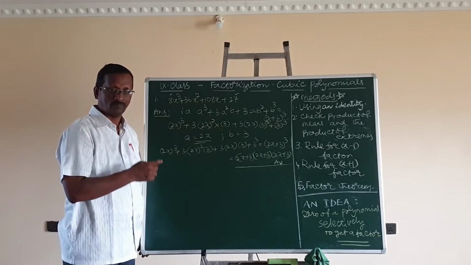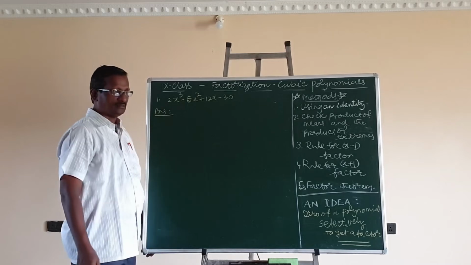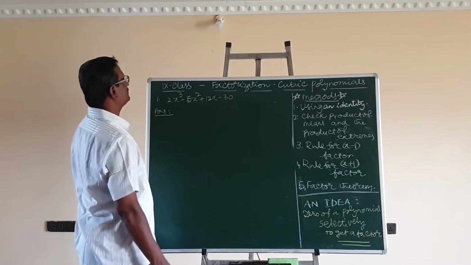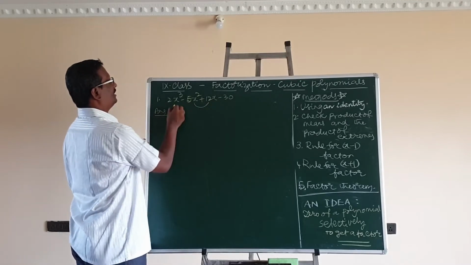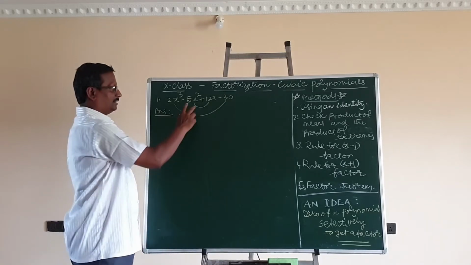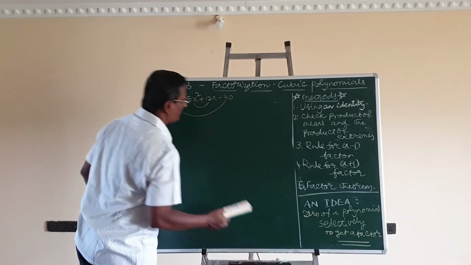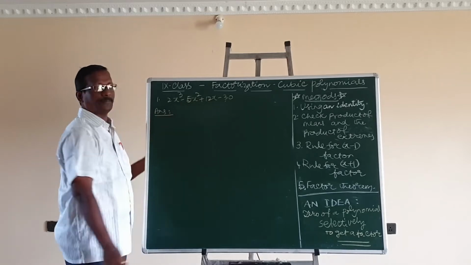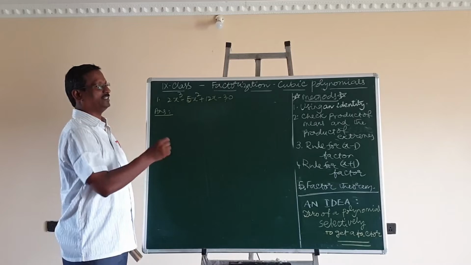Now let's go for question number 2. It is a second polynomial. This is a special polynomial because it is a polynomial in which the product of two middle terms and the product of two extreme terms are equal. In case the product of two middle terms and the product of extreme terms are equal, we follow a simple method. It is like a quadratic polynomial. How is this polynomial factorized?